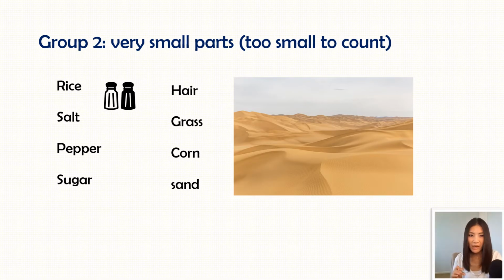Another group of non-count nouns are nouns that have very small parts. So they are either too small or too insignificant for us to sit there and count, like rice, salt, pepper, sugar, hair, grass, corn, and sand. And if you can think of another noun that is way too small or just too many for us to count, it's probably a non-count noun.